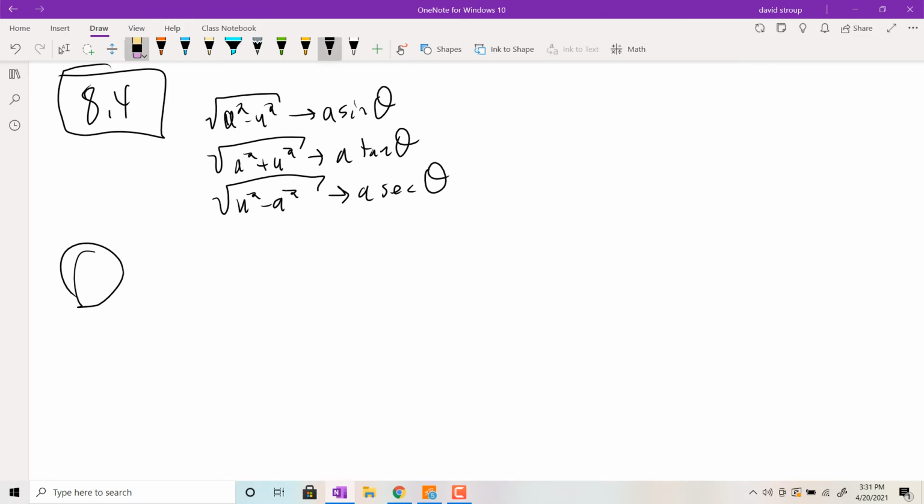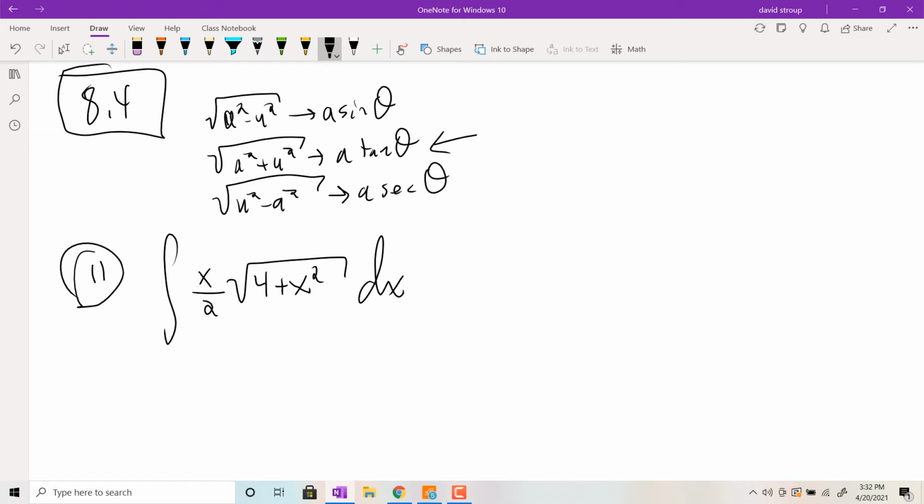And of course, if I give you a problem that ends up with something that I don't expect you to have memorized, like the integral of secant or the integral of cosecant, I will give that to you as a hint on the test. This one doesn't seem to be that bad though. So anyways, the integral of x over 2 times the square root of 4 plus x squared dx. So it's one of these a tan thetas.